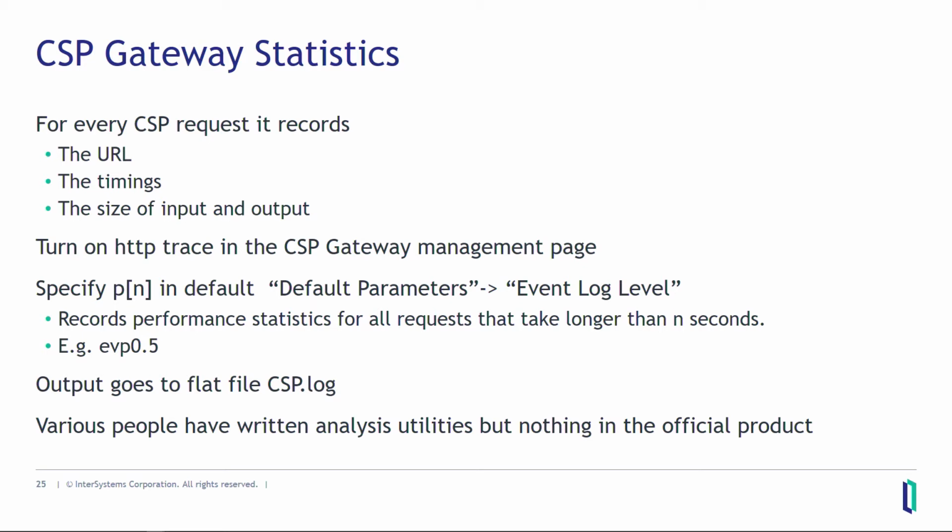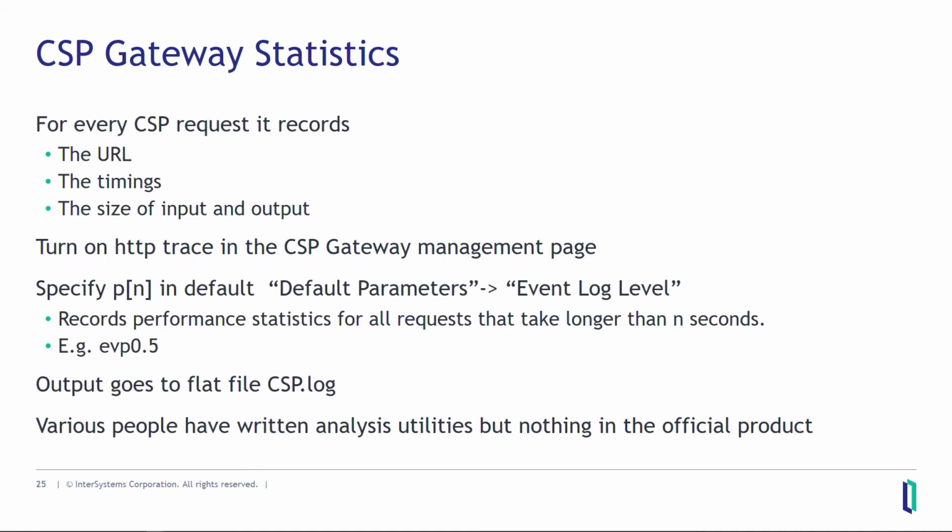So you turn it on through the management portal, and you can actually filter it so that it only captures information for things that take longer than 0.1 seconds or 5 seconds, so you don't fill up the file with lots of information about really tiny, quick things. Everything goes into a flat file log, which gets rolled over every now and again, and various people have written tools to analyze these things.